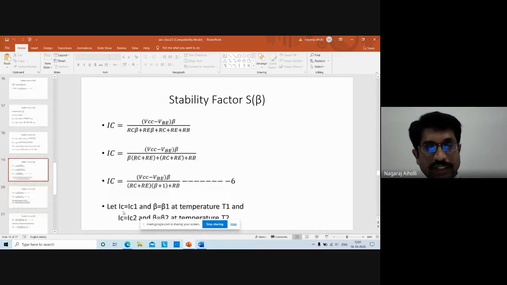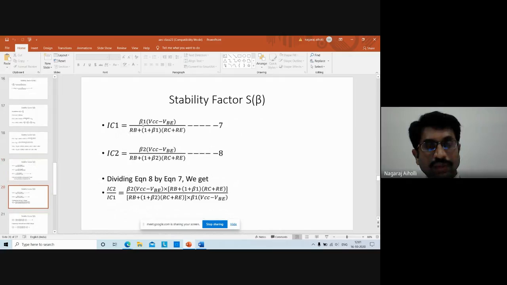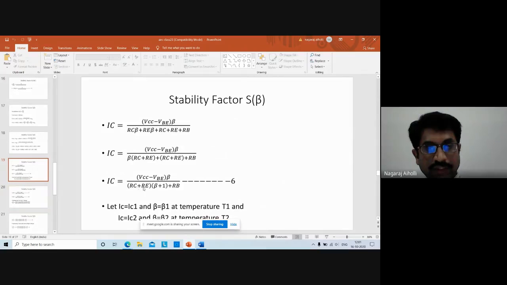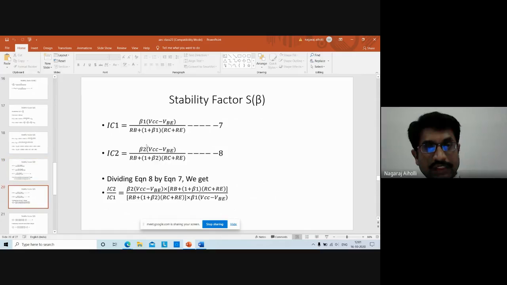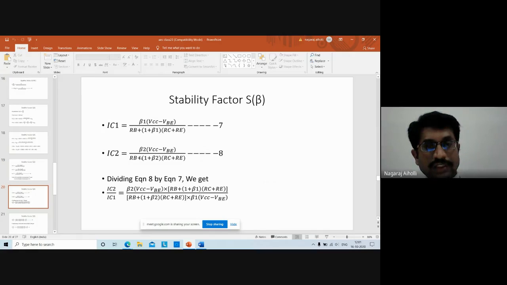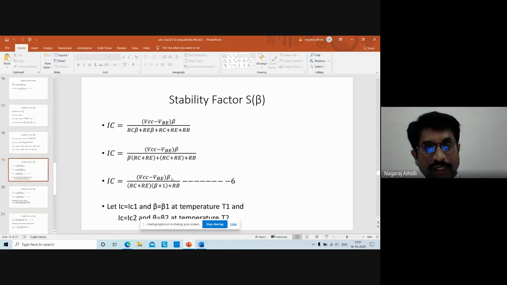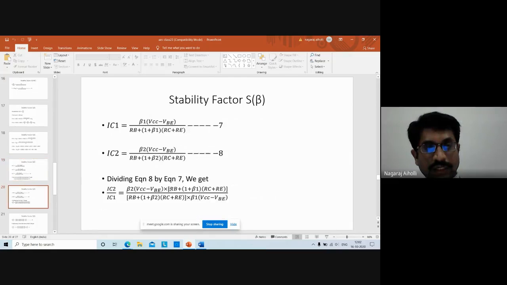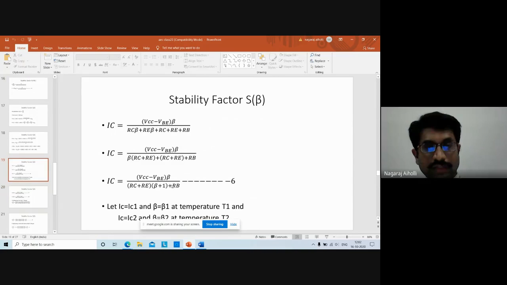So let us substitute these conditions. IC is equal to IC1 and beta equal to beta 1, the first condition. Just substitute in this equation. We get IC1 equal to (VCC minus VB) into beta 1, divided by (RC plus RE) into (beta 1 plus 1) plus RB. Similarly, substitute IC equal to IC2 and beta equal to beta 2. We get IC2 equal to (VCC minus VB) into beta 2, the whole divided by (RC plus RE) into (beta 2 plus 1) plus RB.